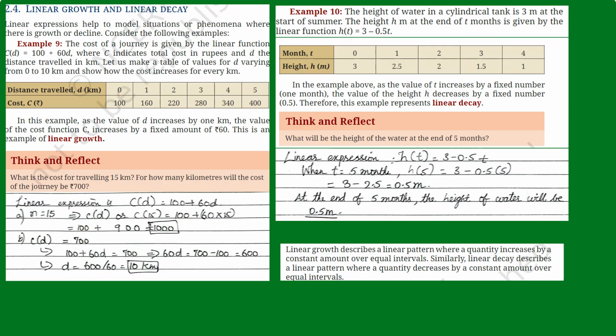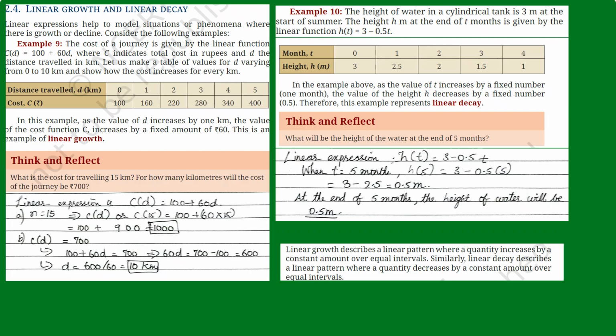In case of linear relationships, either the value increases at equal intervals by equal values, or it decreases by equal values at equal intervals of time. Then it is called a linear relationship. This linear relationship can fall under an incremental pattern, that is a linear growth, or a decremental pattern, in which case we call it a linear decay. With the help of a few examples, let's try to understand how it goes.